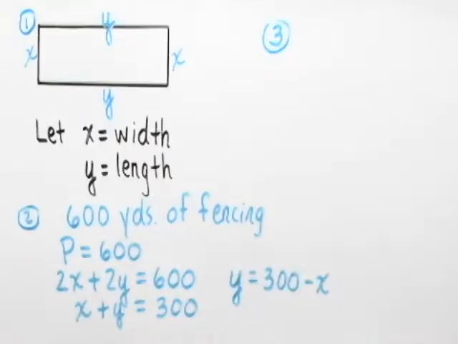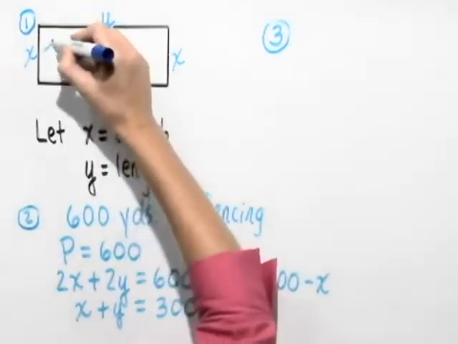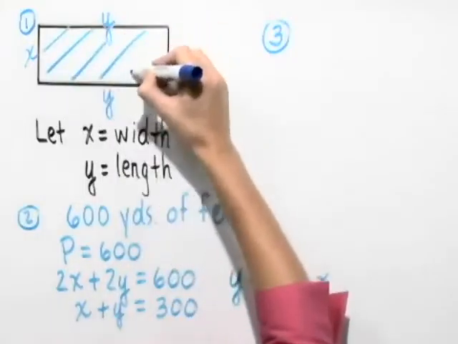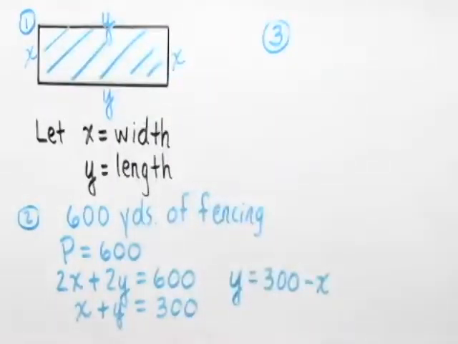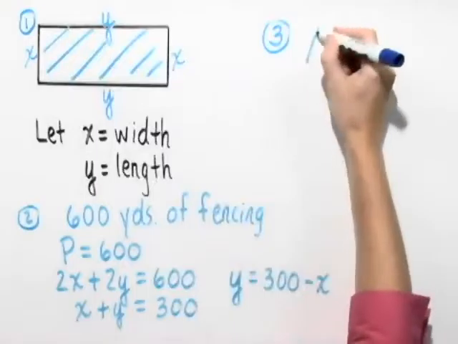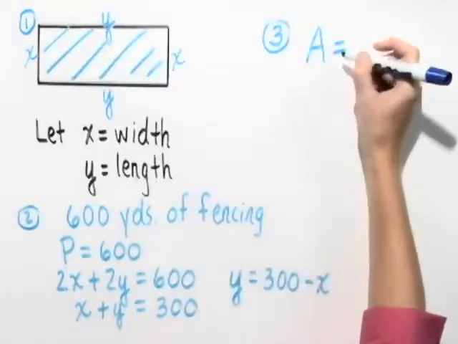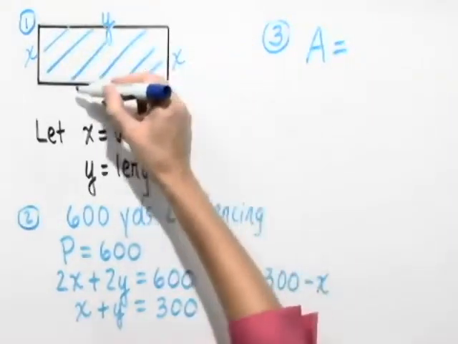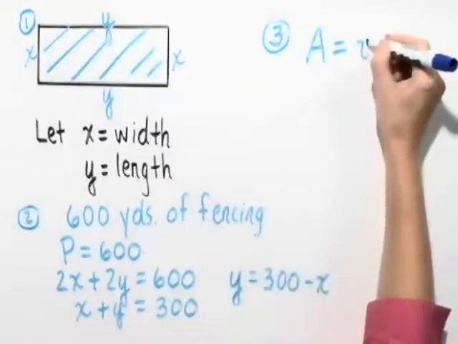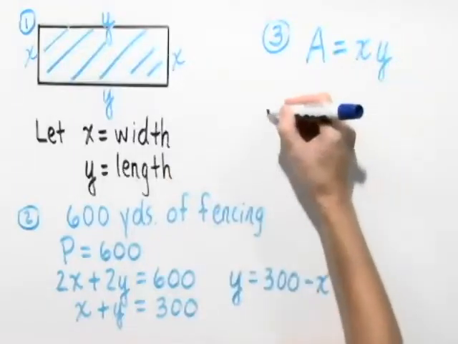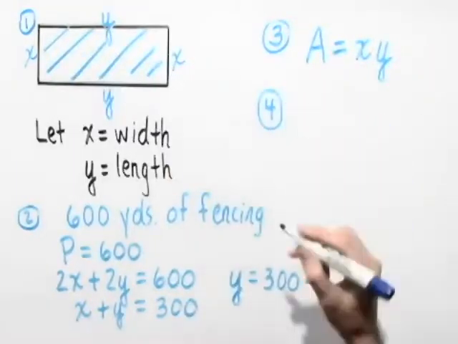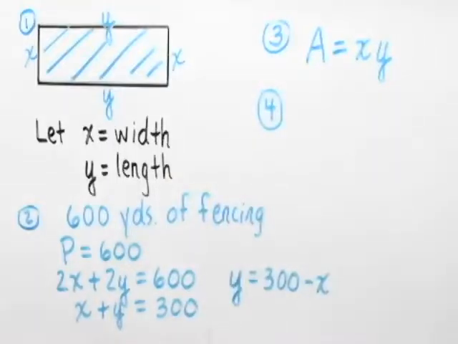Well, in the problem, we're asked to express the area of this field. So we want to know the area of this field in terms of x. Well, if I look at my picture, the area of my rectangle is just the width times the length. So it's just x times y. And in my last step in part 4, I'm going to write the answer to this question.